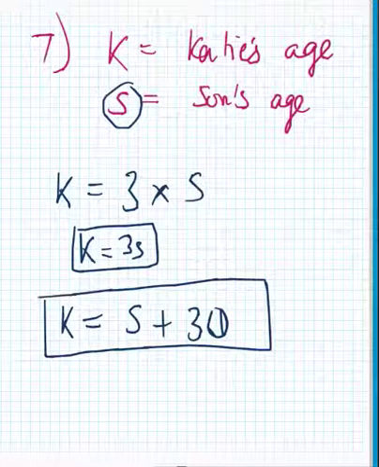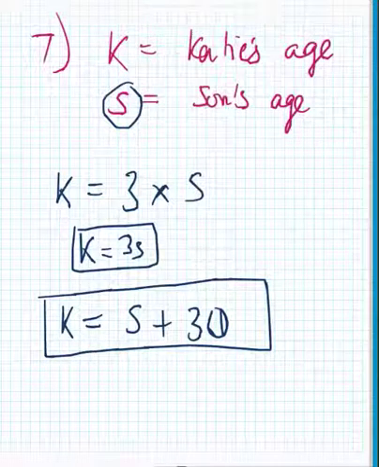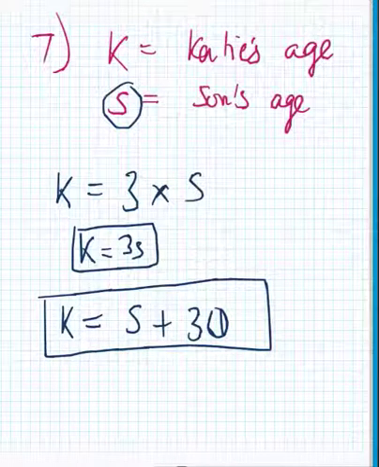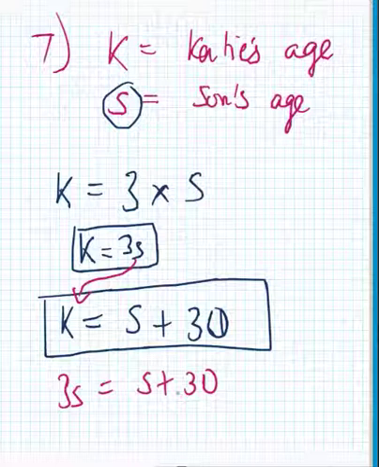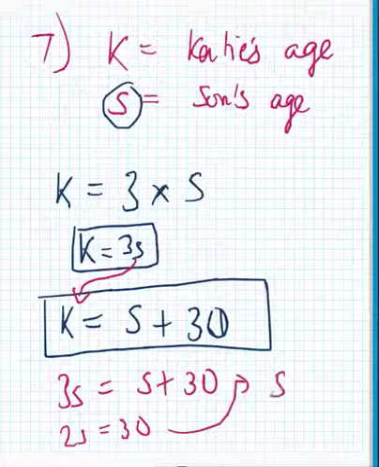And now that we've got these 2 equations, we can actually put them together. If K is 3S, we'll replace that K with 3S. So we've got 3S equals S plus 30. And minus S on that side to bring the S's together. So we have 2S equals 30. Divide by 2. S gives us 15.